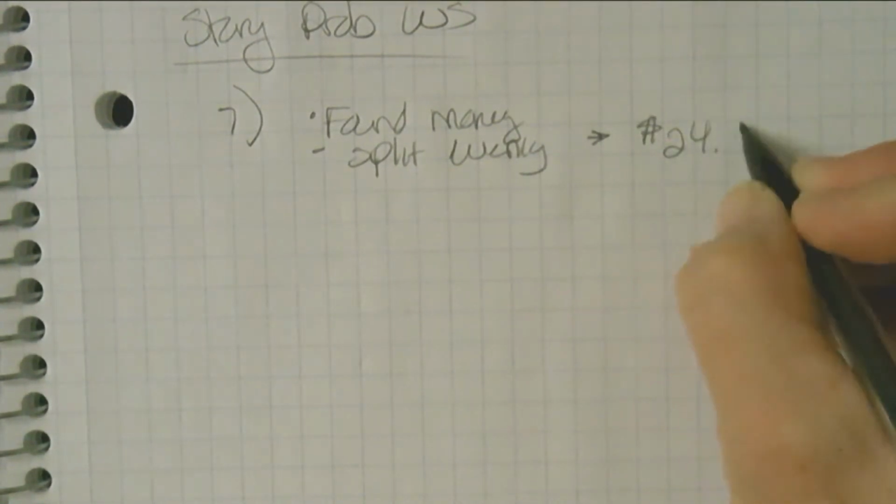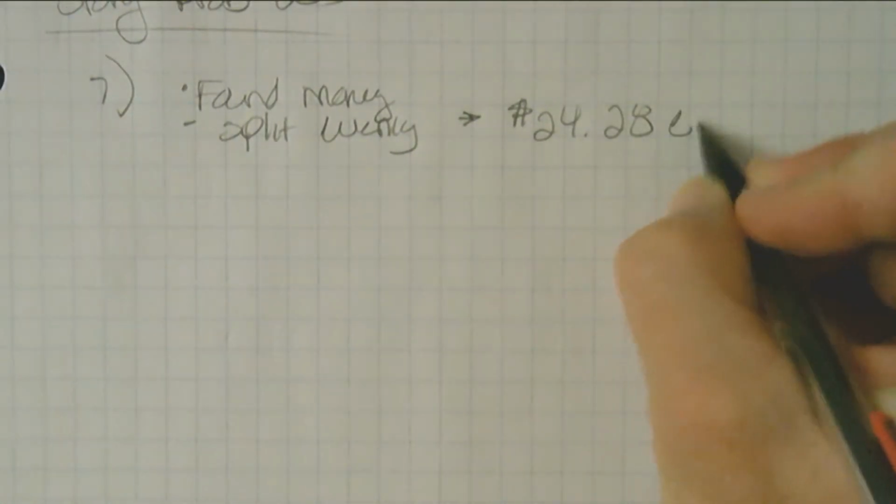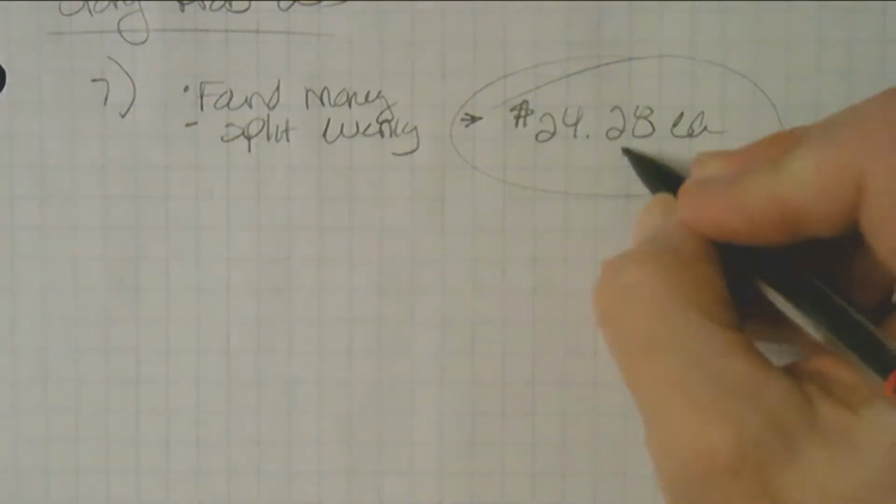So $24.28. If each one of them got $24.28, what kind of number is this? If each person got $24.28, $24.28 each, $24.28 per person, what kind of number is that? You guys have to recognize these numbers. Romano? That's a rate.